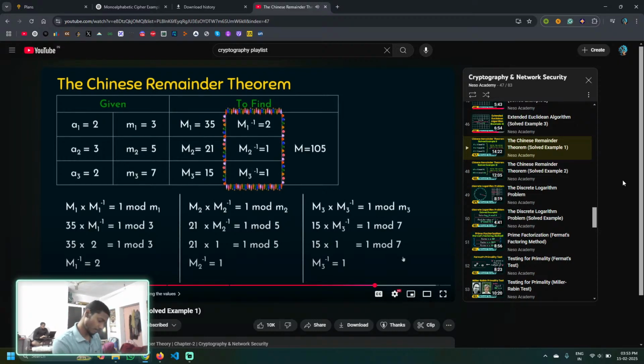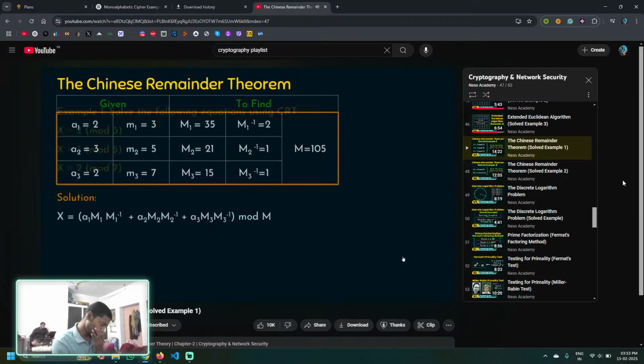So now we got all the values that are required to find the value of x. Alright, we know how to find the value of x, which is this. So it's clear that we have all values that are required to be placed here so that we can evaluate this expression and find the value of x.